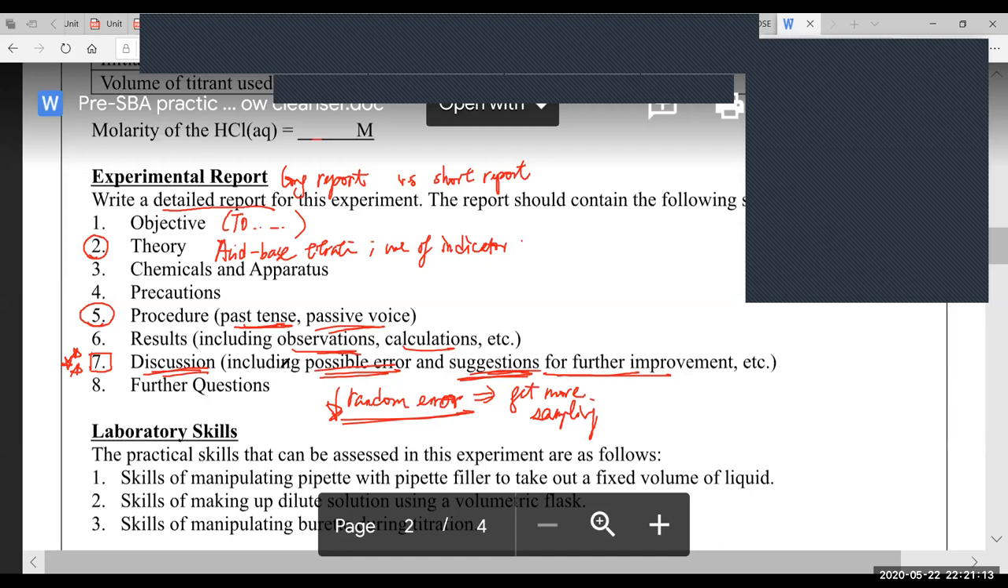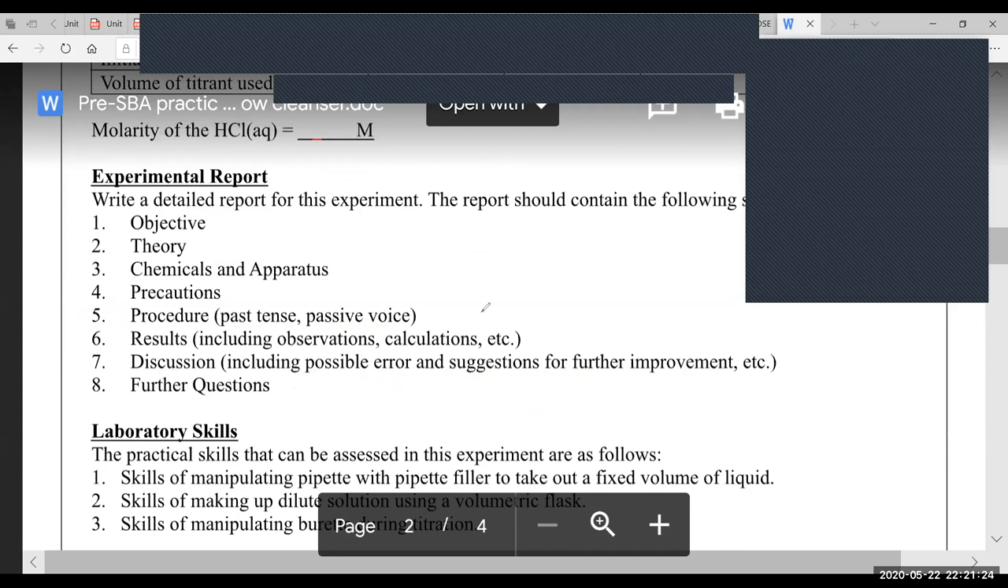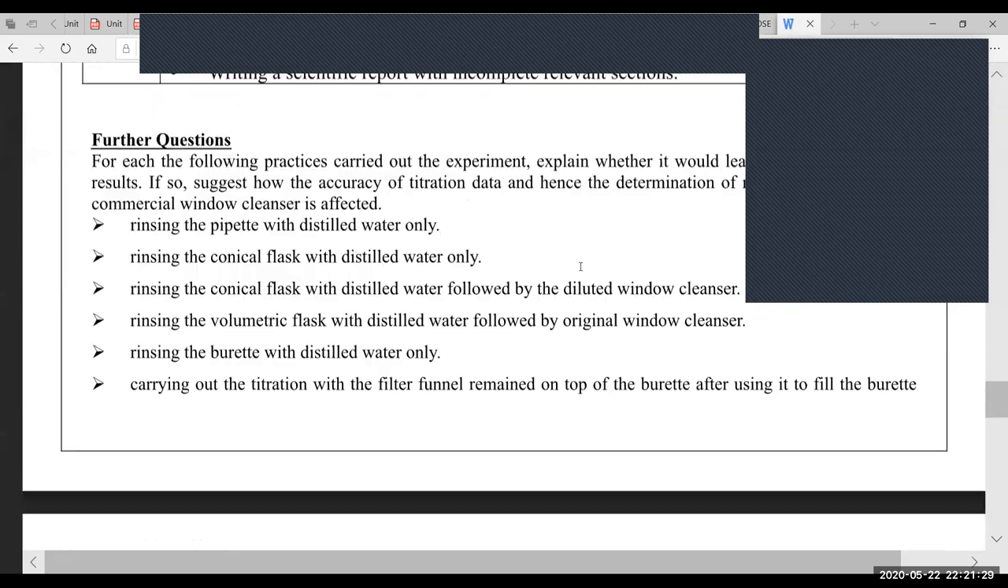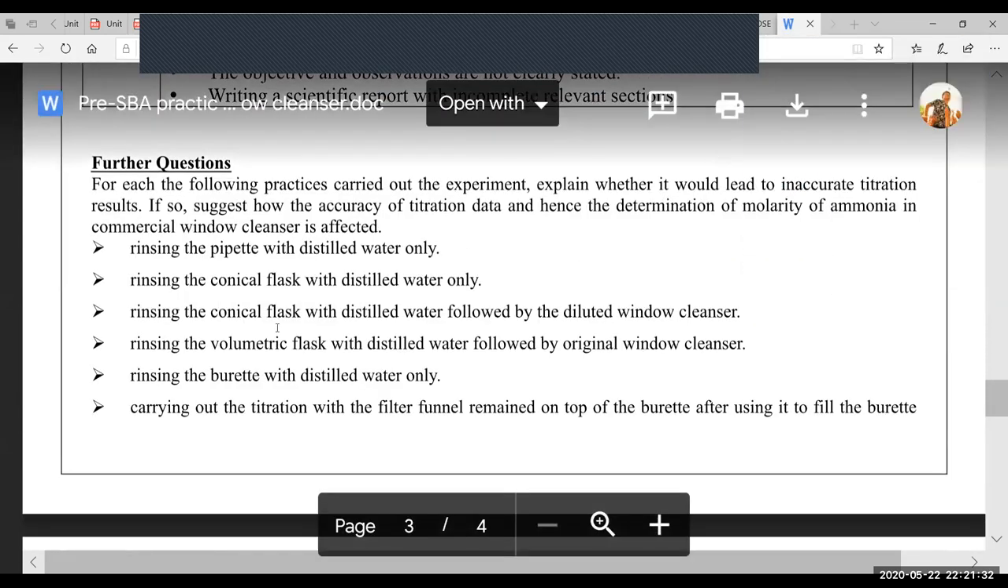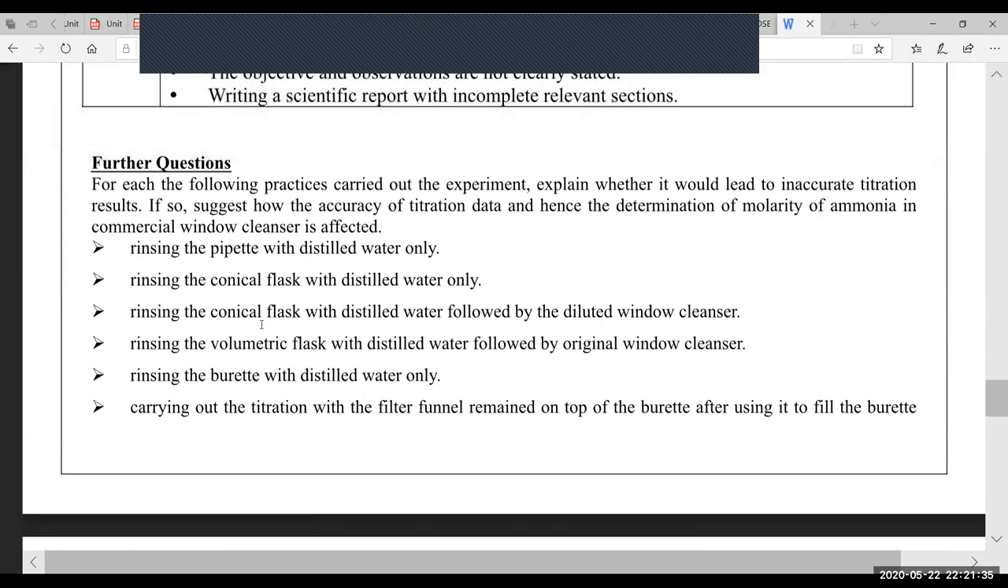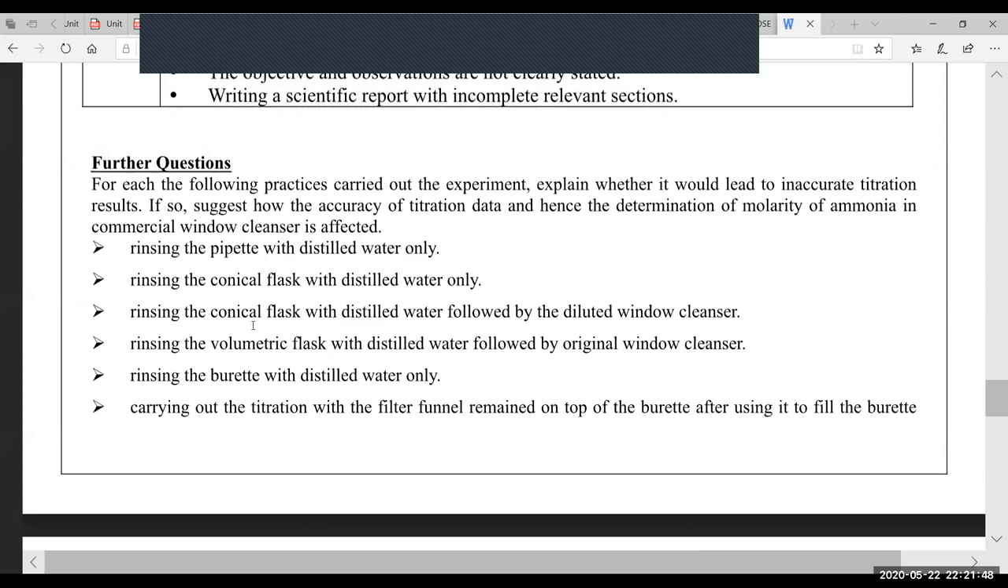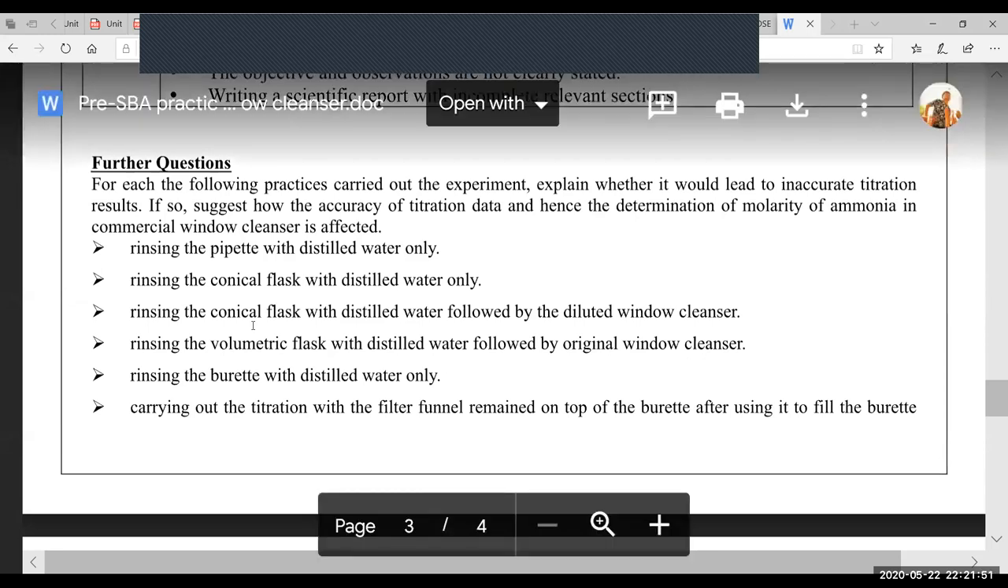Finally, further questions. They're not raised by you. They're to be answered by you. Okay, you get my point. So how will you get the further questions? The further questions can be found at the back. Here, take a look. Try to see if you find it familiar. For each of the following practices, carry out the experiment. Explain whether it will lead to inaccurate titration results. If so, suggest how the accuracy of titration data in determining the molarity of ammonia in a commercial window cleanser is affected.